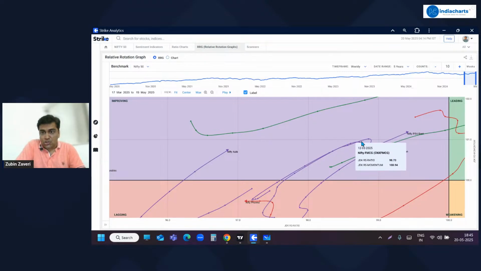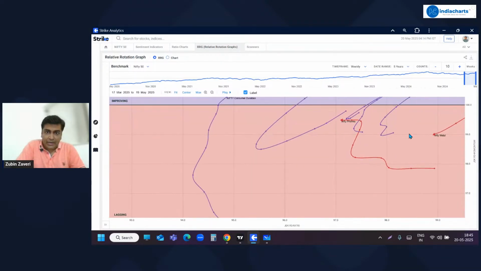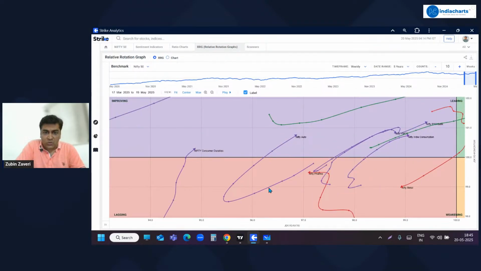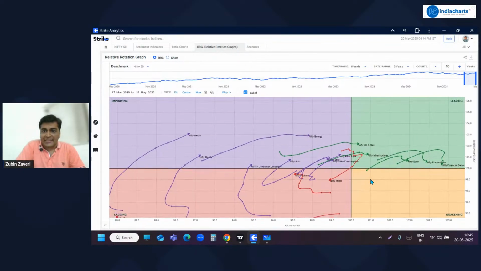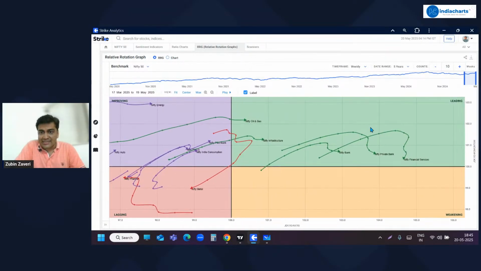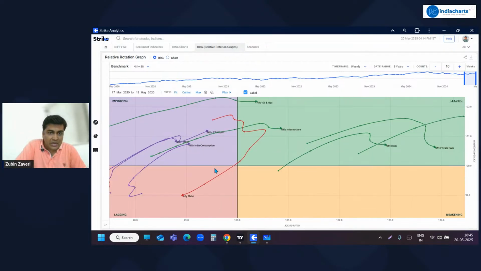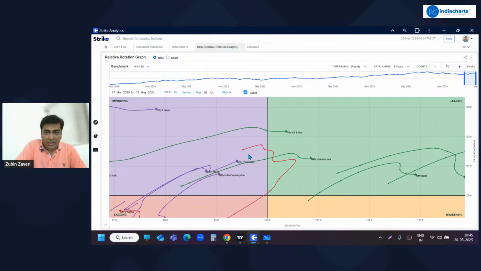So we need to focus on something which is changing the quadrants. And yeah, look at this. Auto was in the weakening quadrant, and it changed the quadrant into the leading quadrant. All right, so yeah, this is the weekly time frame chart. Weekly time frame chart says that okay, they are kind of saturated. They are getting saturated, and something which is coming up is infra, oil and gas, and probably PSU, which is very nearby. Okay, it can change the quadrant very quickly from improving to the leading. So we need to watch out for PSU also.